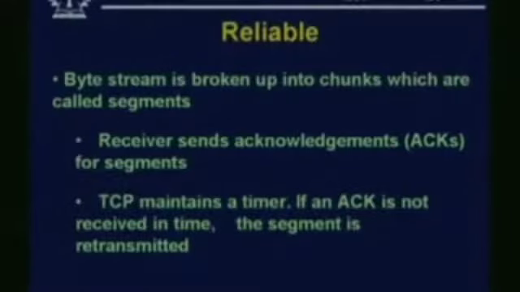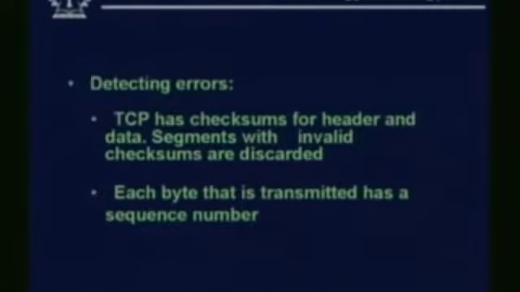About this later, and it can detect errors. TCP has checksums for header and data like UDP actually, and segments with invalid checksums are discarded. Each byte that is transmitted also has a sequence number. So, if some intermediate sequence number is missing, the receiver knows that something has been lost.